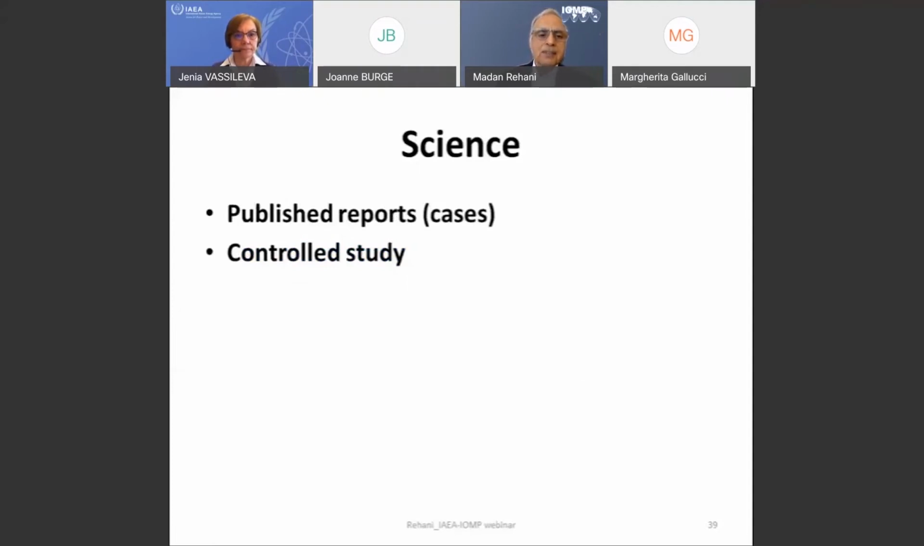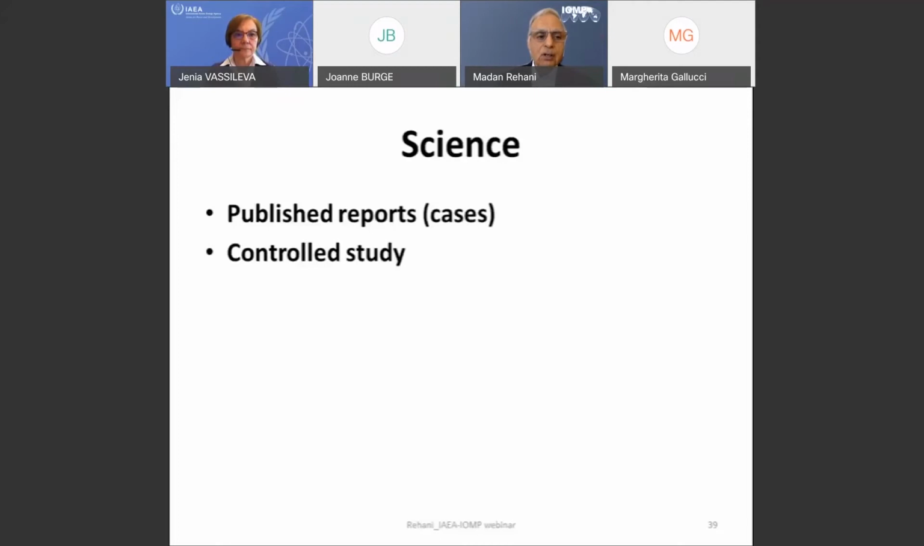For example, these case reports were published in a scientific journal. People can say that this is science. Then comes a controlled, large study, which is also science. So it's a question of how we look at the science. We are looking at the case reports, or we are looking at the large scale studies.